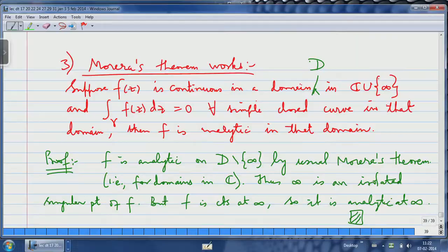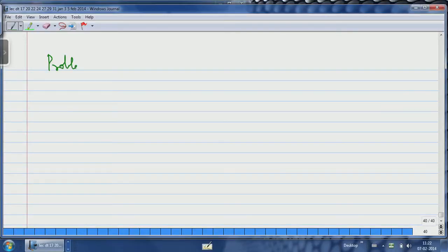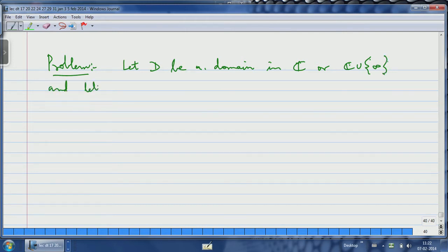So Morera's theorem works. Now what I want to tell you about is a problem that I want you to try. So here is a problem for you to try. Let D be a domain in C or C union infinity, and let f of z be analytic in D.